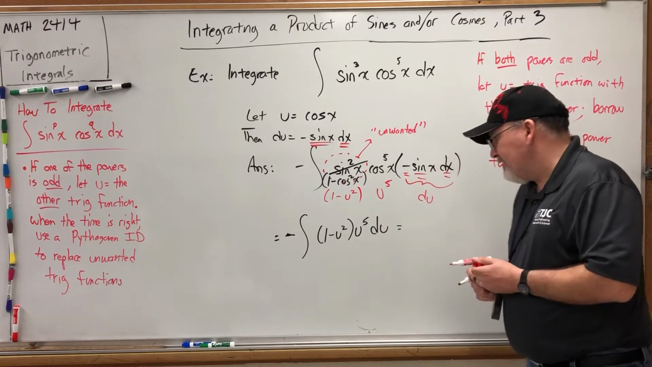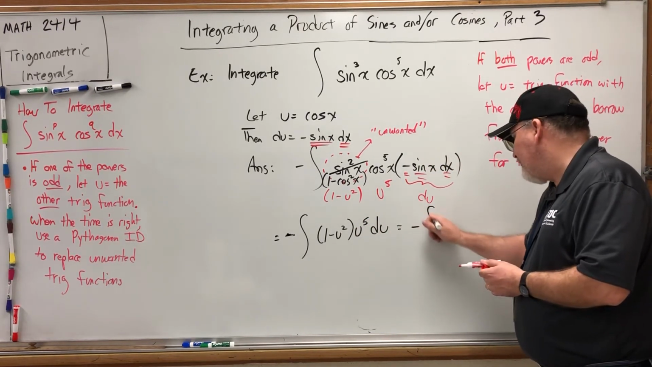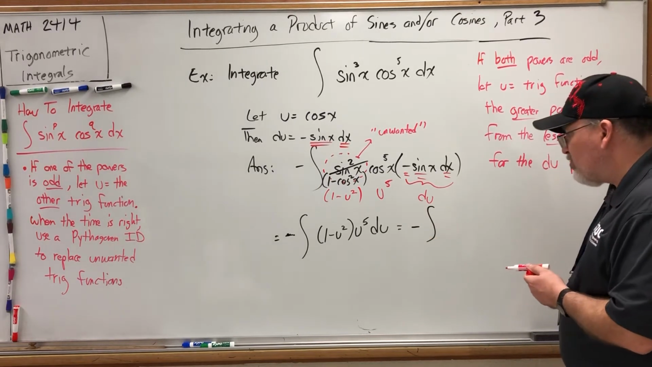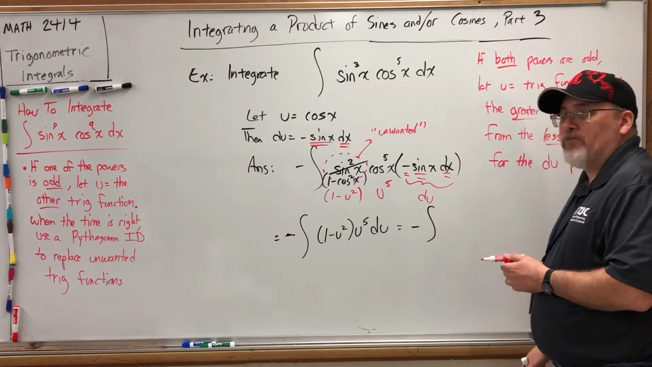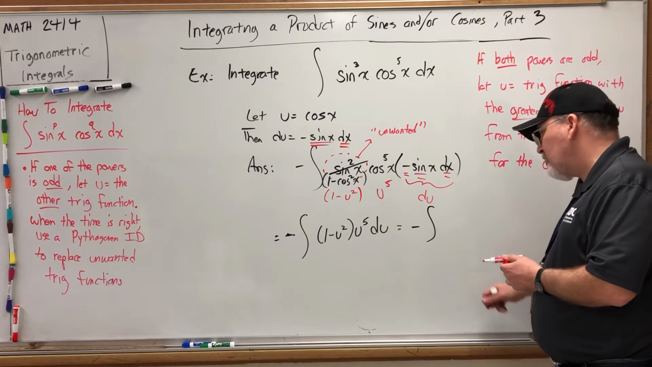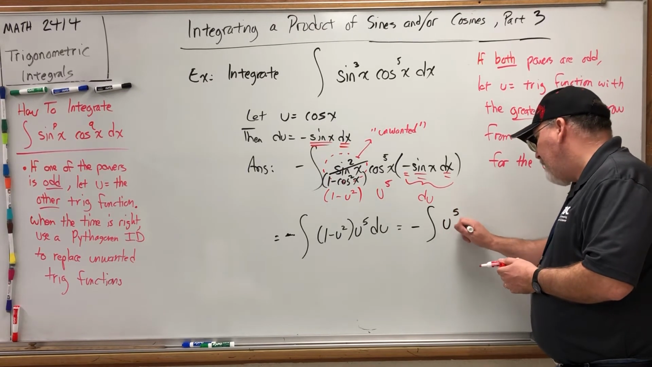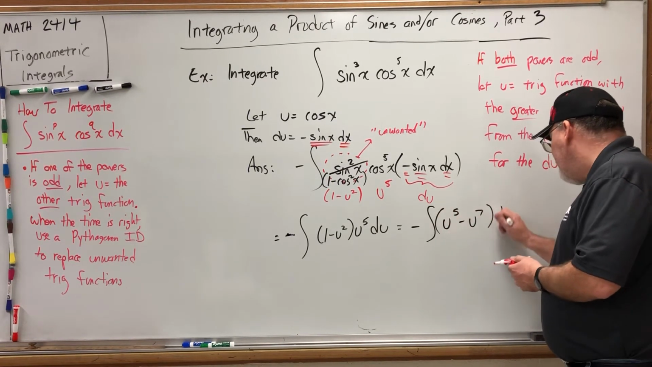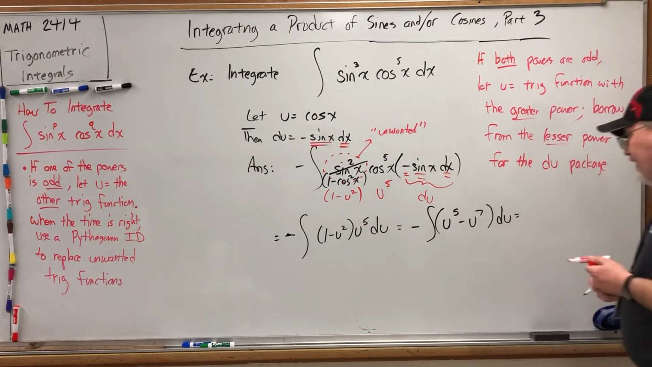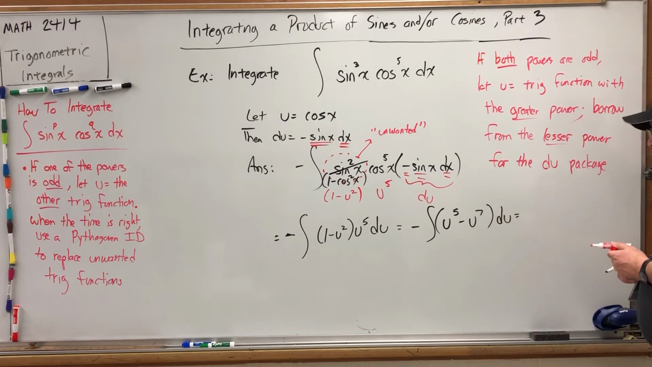This will be pretty easy to deal with. We'll deal with the negative after we integrate. Let's distribute the u to the 5th because we don't integrate products. We integrate sums and differences. Integral of u to the 5th minus u to the 7th du. And at this point, we're going to integrate, change the u's back to cosines, and distribute the negative all in one fell swoop.